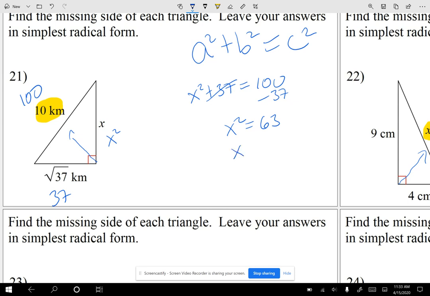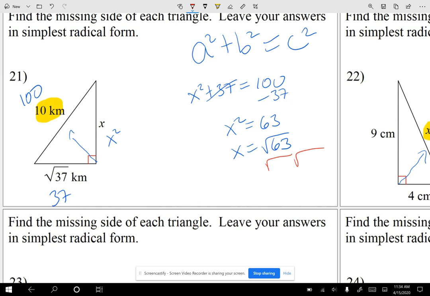So that means that x equals the square root of 63. Now, do keep in mind the instruction says leave your answers in simplest radical form. Yesterday, we learned how to simplify a square root. Square root of 63, I'm going to break that into 2 radicals.